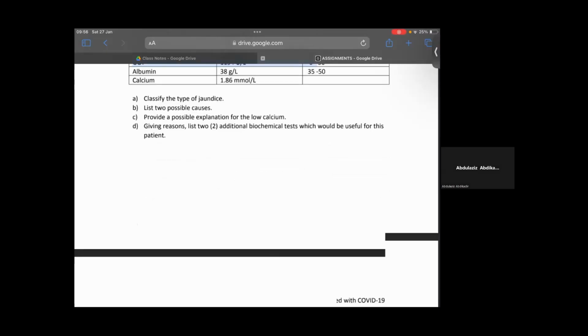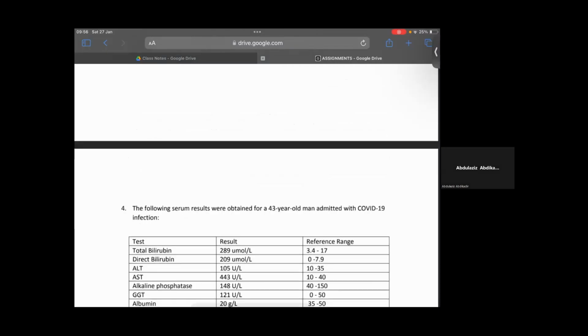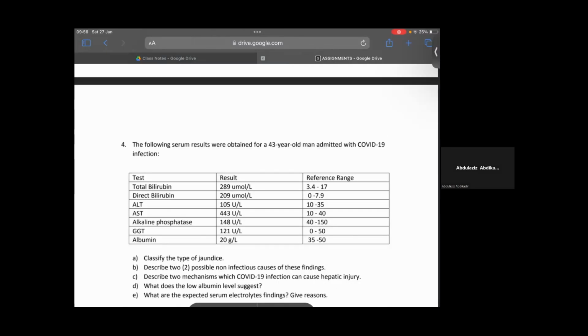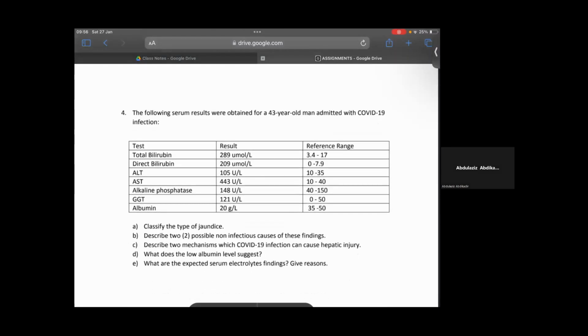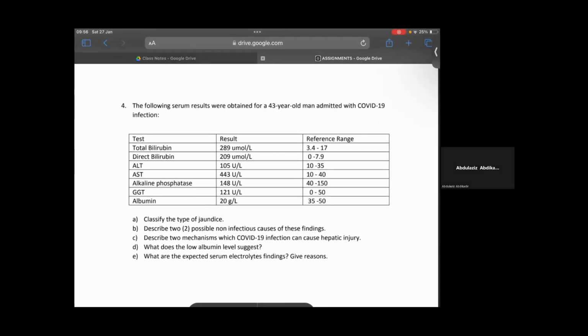This one, you can just take a screenshot here. You put it for homework. Remember, this is a COVID question. It can easily come in your exam. They brought for you a COVID one in immunology. Why not put it for clinical chemistry?